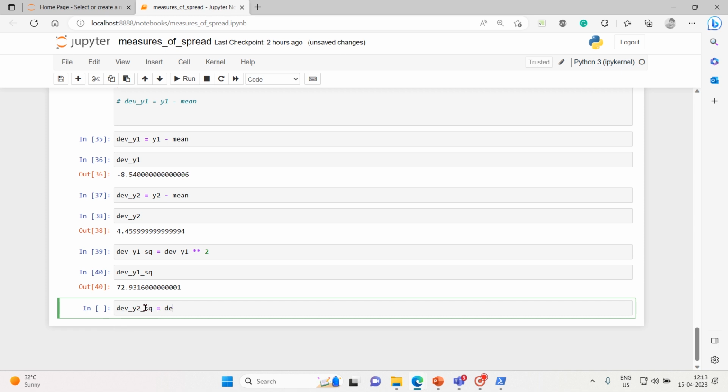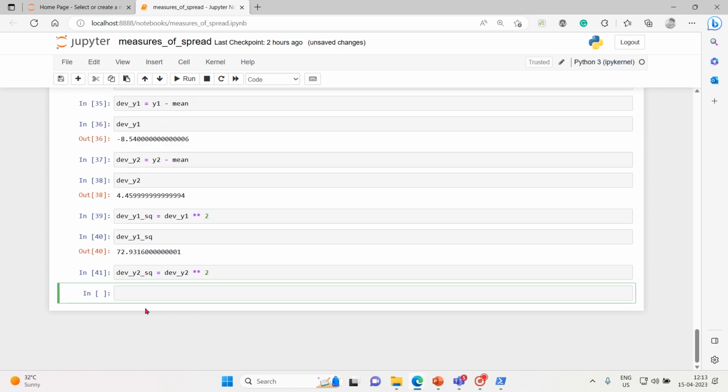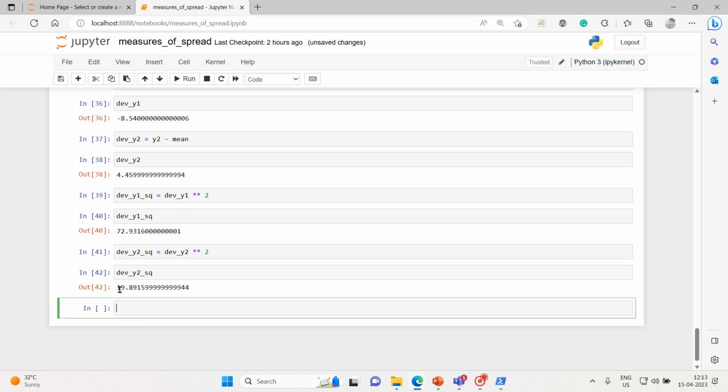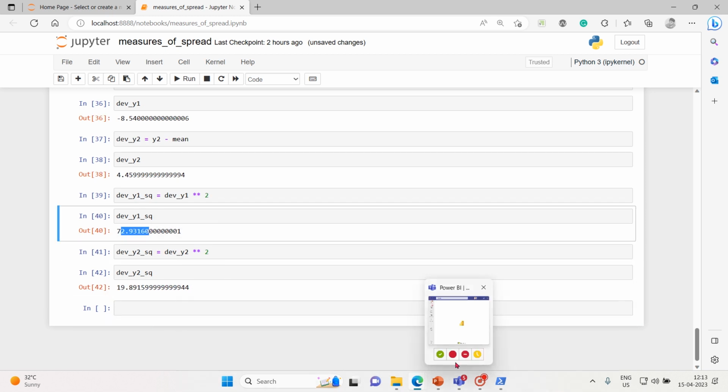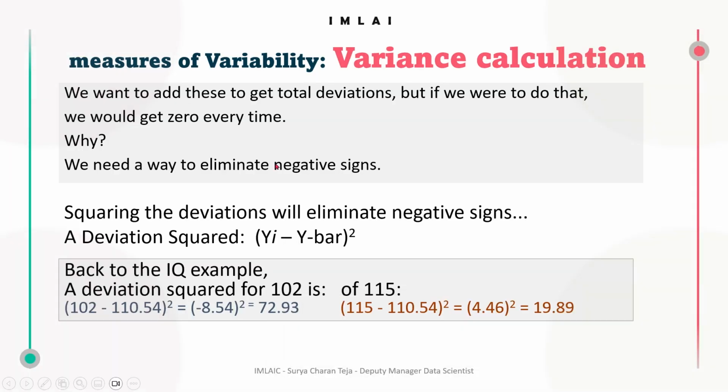It is equal to the deviation squared. That's it. So now you have both positive values, so no worries of cancellation. Now let's get back to the example.